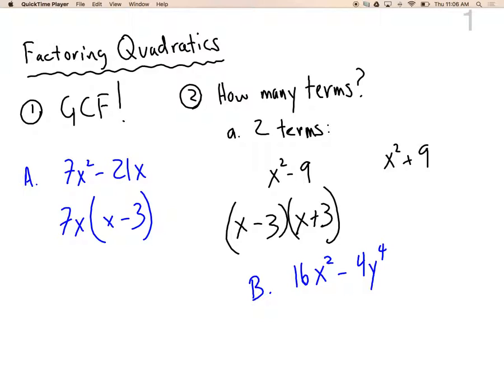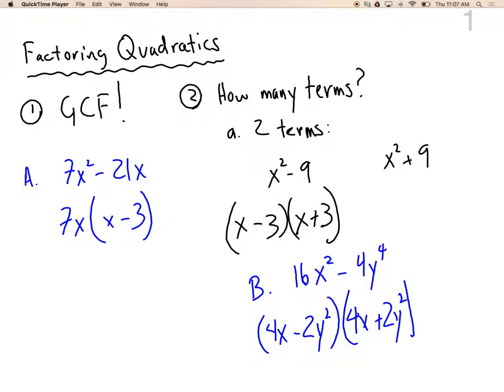Two terms. They're both perfect squares, so I'll save you the hassle of checking that. So now we need to factor it. What's the square root of the first term? 4x. Minus, what's the square root of the second term? 2y squared. Then you just repeat that with a plus sign, and we're good to go. Okay? A little bit of work with two terms.